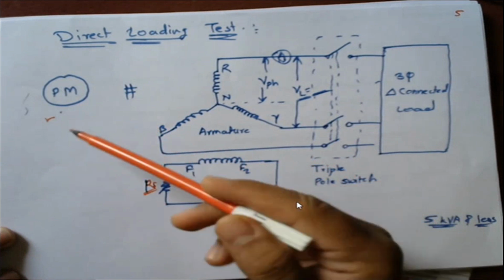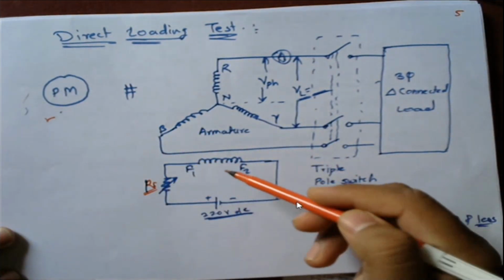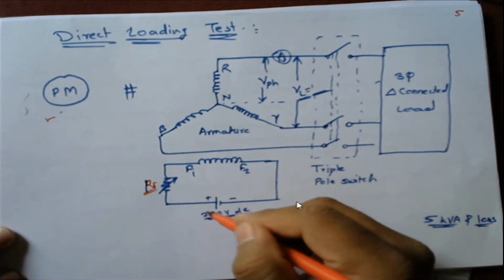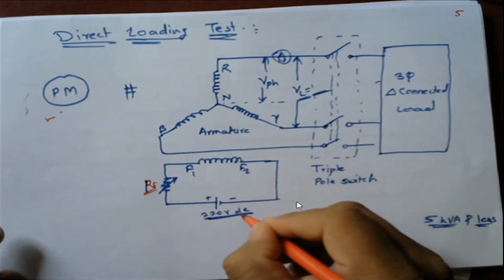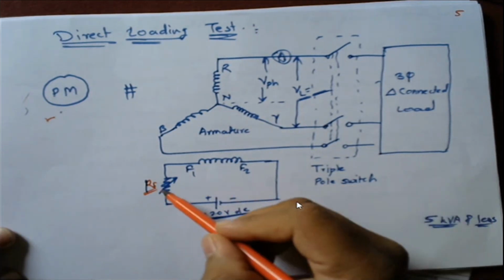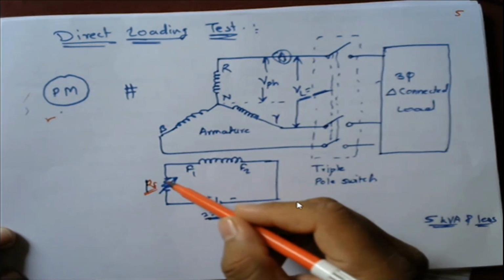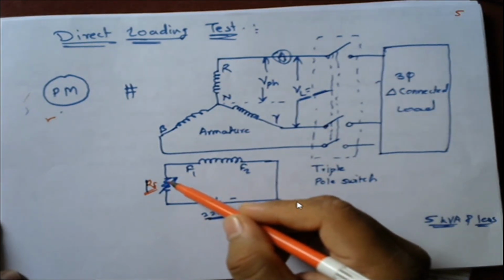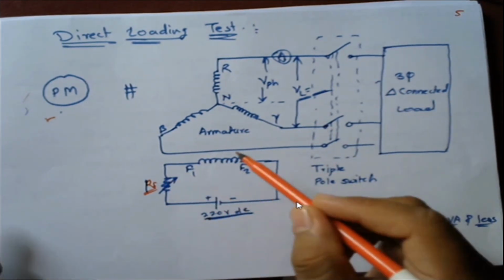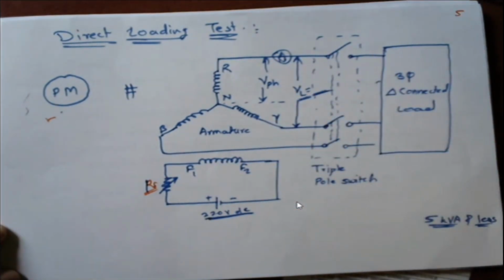Once the prime mover is started and the field winding is rotating, at that time we are going to apply the field excitation. It may be 220 volt DC or 230 volt DC, but normally it is 220 volt DC. As I told you, we have kept this resistance at a higher value, so the excitation is initially zero, and the load is not connected to the armature of the alternator.